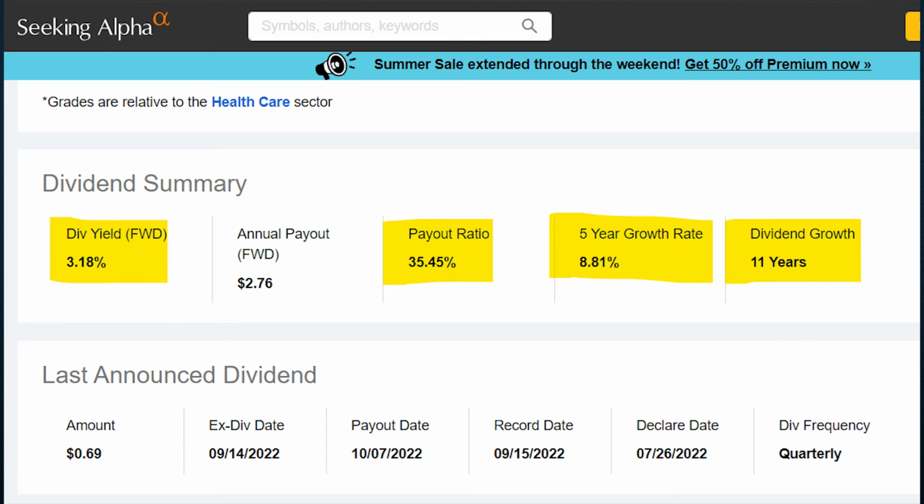So they still have plenty of money left over for reinvesting back into the business and also strengthening their balance sheet, many other things. And then the 5-year growth rate for the dividend is close to a double-digit percentage, which is also reasonable. It's a little low, but it's not too bad. And then the growth history at 11 years of consecutively growing that dividend every year, that's also pretty good, over a decade of growth there.